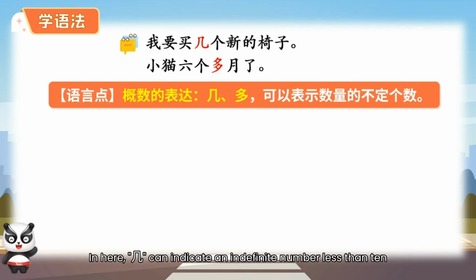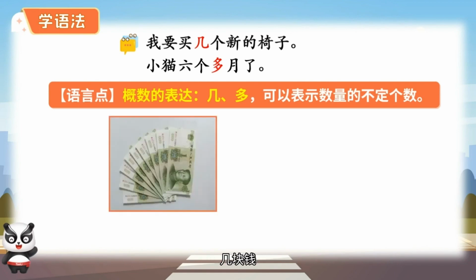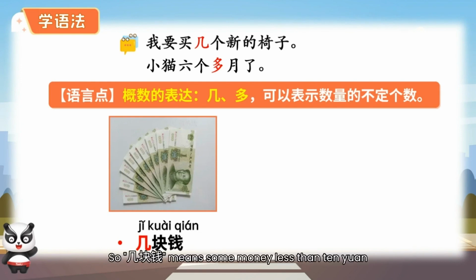In here, 几 can indicate an indefinite number less than 10, followed by a measure word. For example, 几块钱. 块 is a measure word. 钱 means money. So 几块钱 means some money less than 10 yuan.